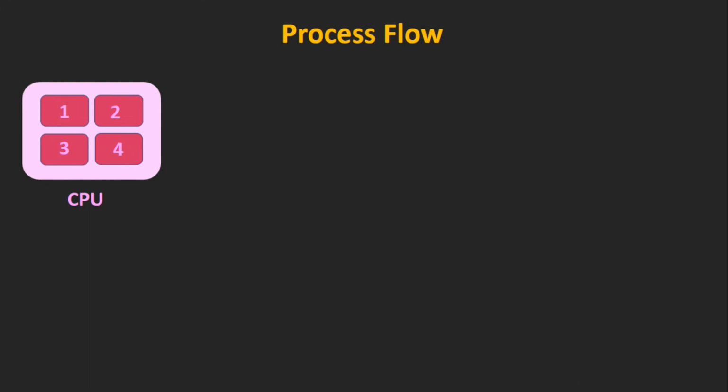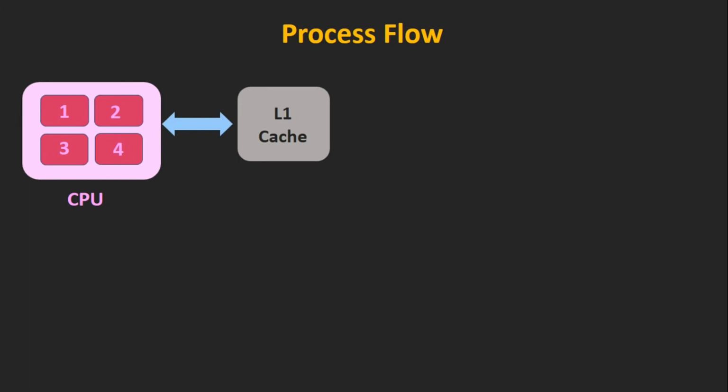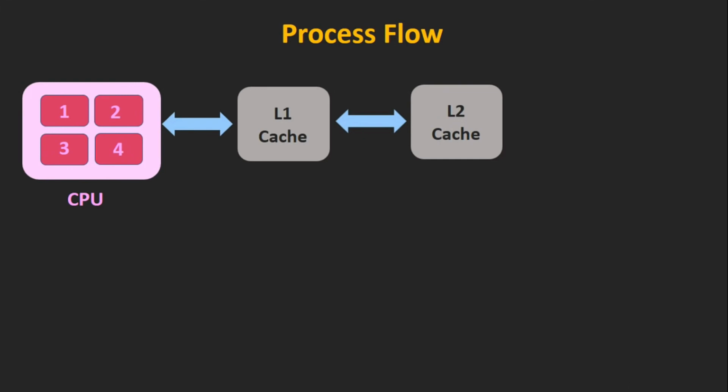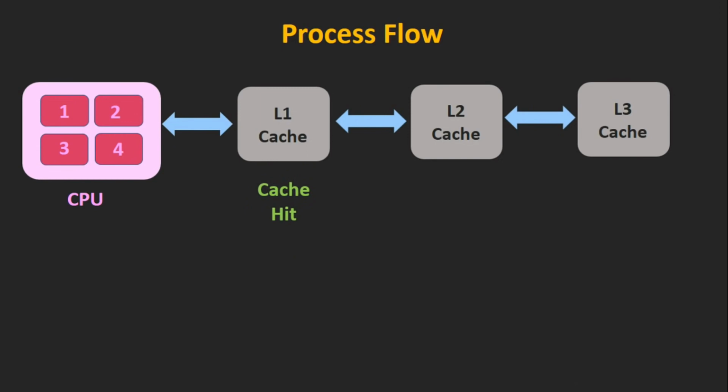Whenever the CPU needs some data, first of all, it will look inside the L1 cache. If it doesn't find the data inside the L1 cache, then it will look inside the L2 cache. If the data is not inside the L2 cache, it will look inside the L3 cache. If the CPU finds the data inside the cache memory, then it is known as a cache hit. But if the data is unavailable inside the cache, then it is known as a cache miss.